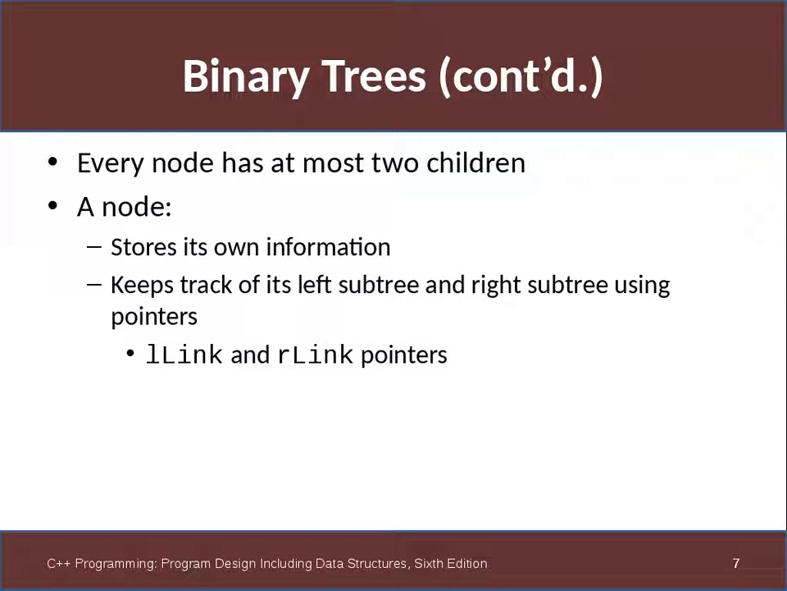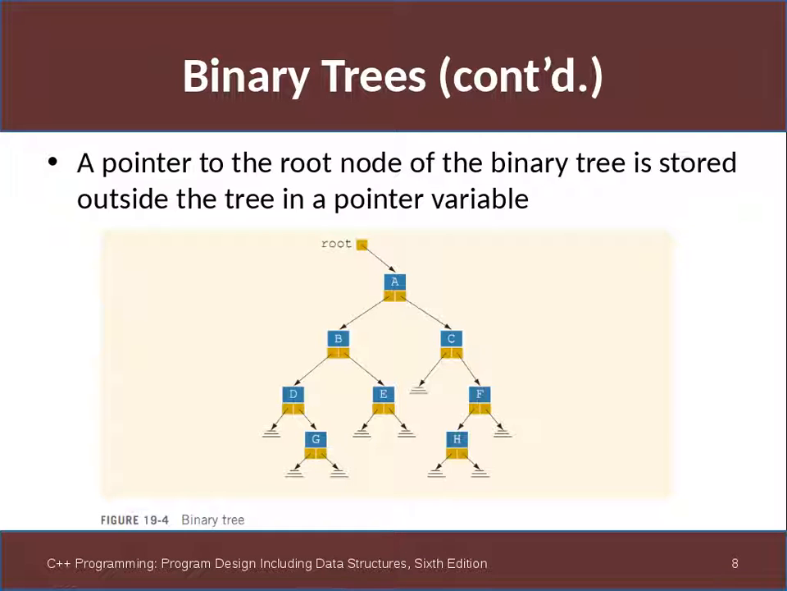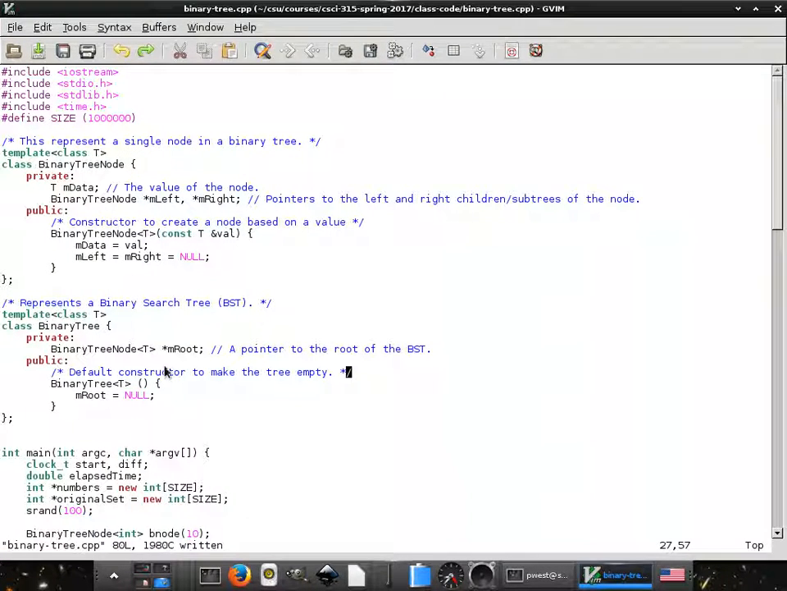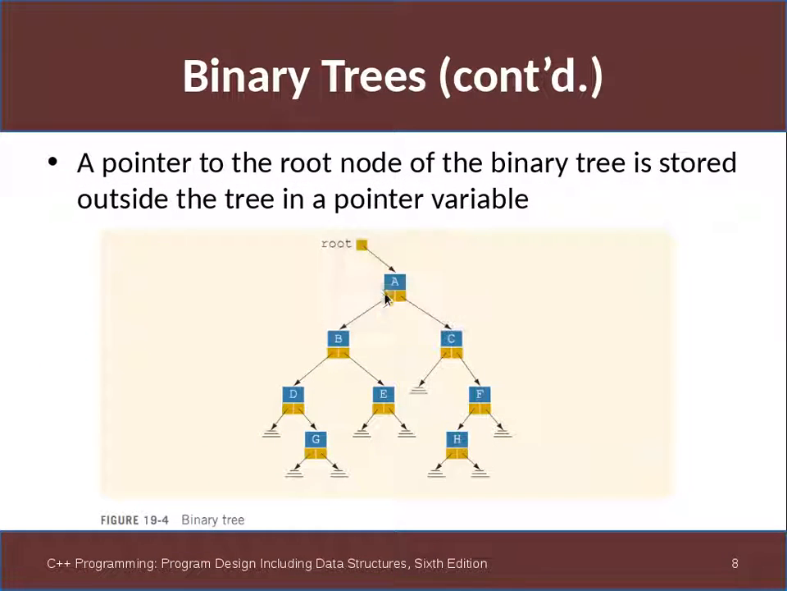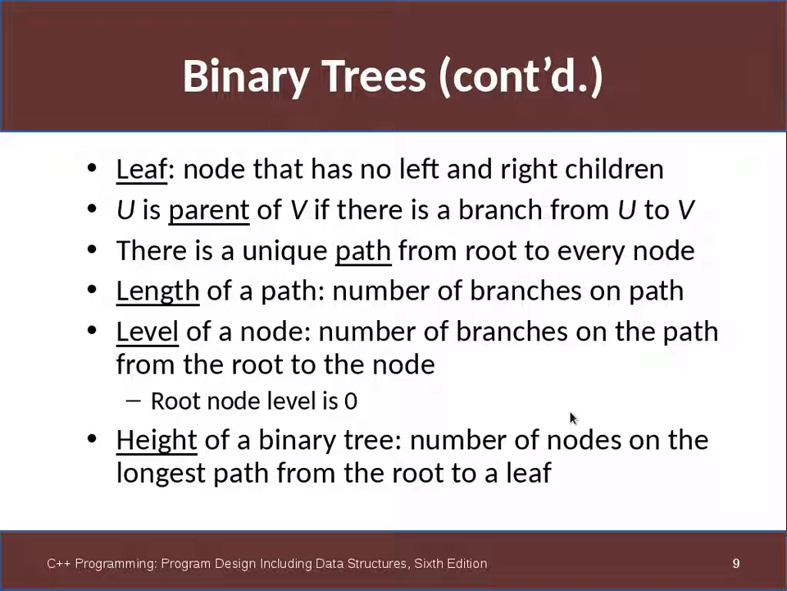All right, so binary tree node stores it. Up here they're calling them the left link and the right link. I'm calling them m_left and m_right pointers. Great, we have that. So a pointer to the node of the binary tree is stored outside the tree in a pointer variable. That's what we just did over here. Here's the extra pointer variable inside of the class binary tree, so you can get to the root and then you can search down the tree to see what's in it. All right, a leaf is a node that has no left or right children.